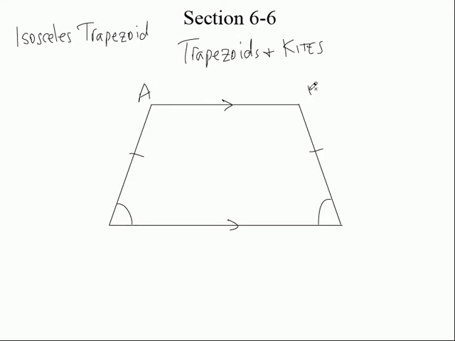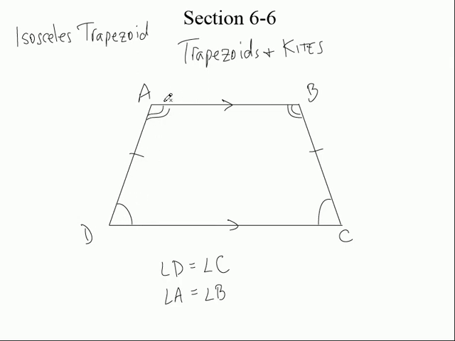Let's mark this A, B, C, D. Angle D equals angle C. What are the other two base angles? A and B, so angle A equals angle B. We know that side AD equals side BC if it's isosceles, and we know the base angles are equal to each other. What's true about A and D? What if I compared A and D together? They'd be supplementary because they're what to each other?